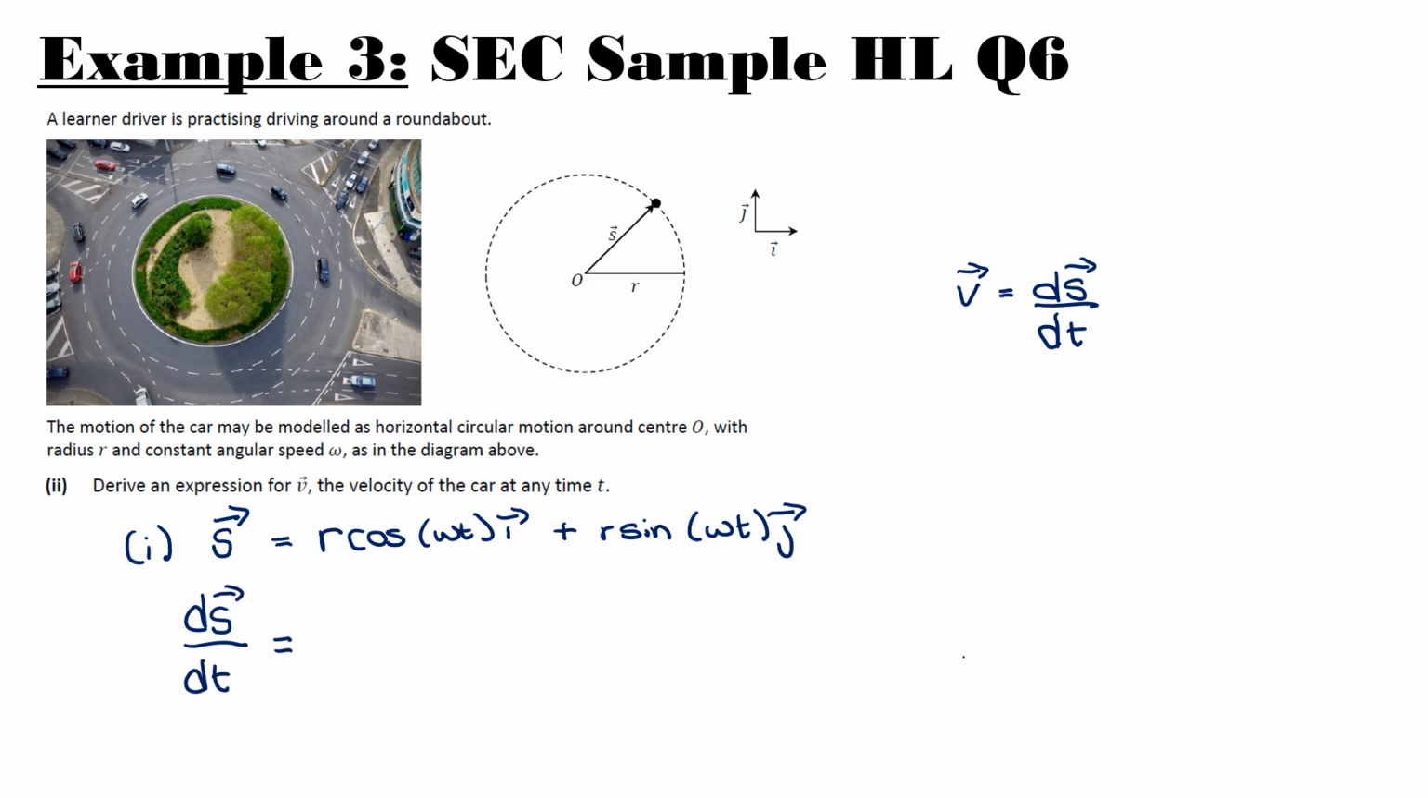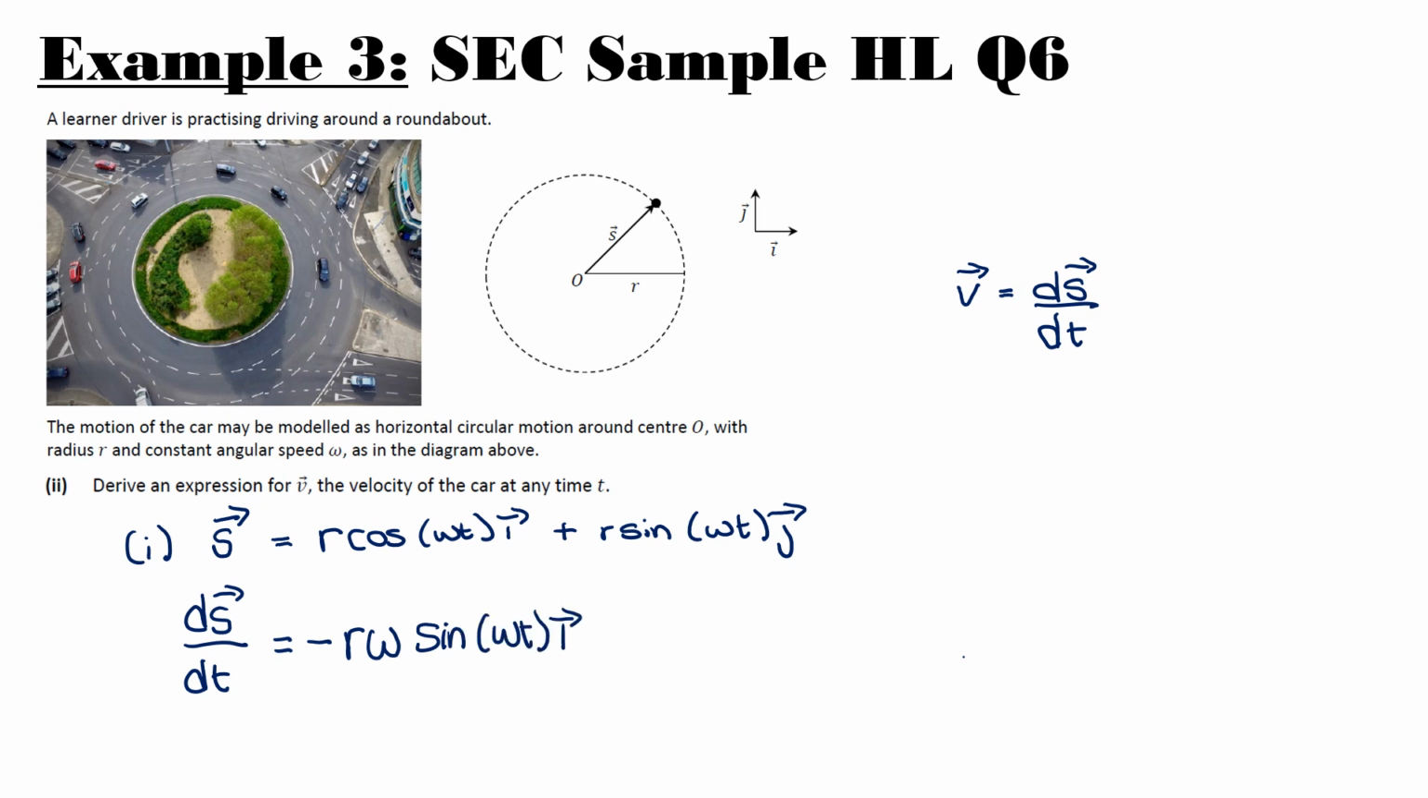Now, differentiating a vector is quite straightforward. We differentiate the i part and differentiate the j part. So we're differentiating cos, but it has omega t, and we're differentiating with respect to t. So omega is effectively a constant. It's like a 3 or a 5. So what we get is cos becomes minus sine. The omega, which is the constant, comes out in front, and that gives us minus r omega sine omega t i.